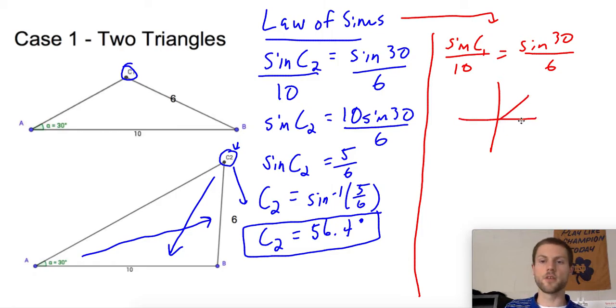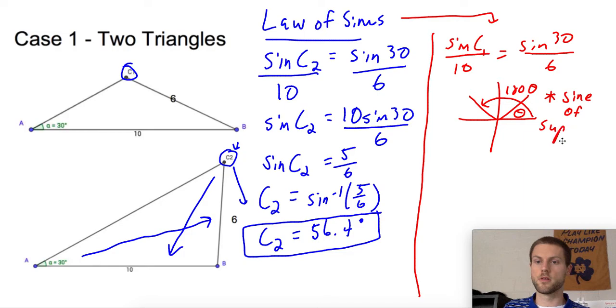We need to consider, back to our unit circle, that the sine of some acute angle is going to be the same as the sine of the obtuse angle with the same reference angle. So if this is my angle theta, then the sine of 180 minus theta should be exactly the same. Another way of saying that is the sine of supplementary angles are equal.